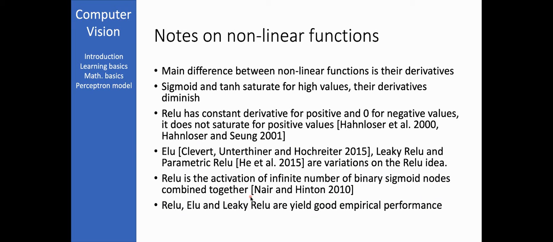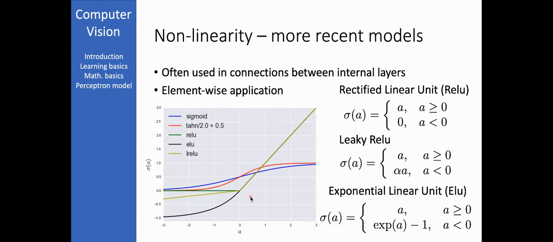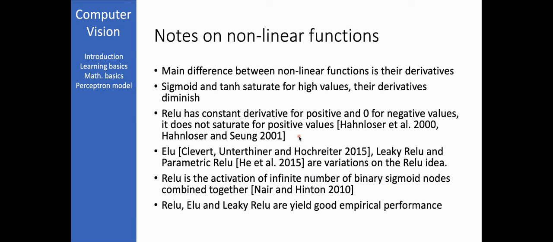So some notes on nonlinear functions. The main difference between nonlinear functions is their derivatives, really. The sigmoid and the hyperbolic tangent saturate for high values, and their derivatives diminish. If I look at these functions, I see that if I take the derivatives of these functions here or here, they're very close to 0. However, the other functions, the ReLU, leaky ReLU, and exponential linear unit, have derivative equal to 1 whenever the activation is larger than 0. And this becomes very interesting for the training.